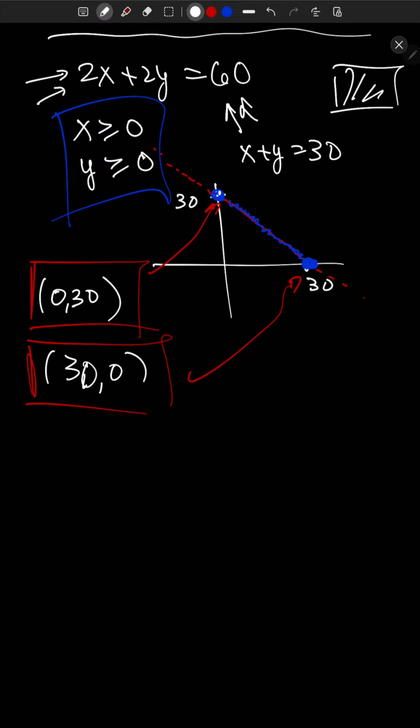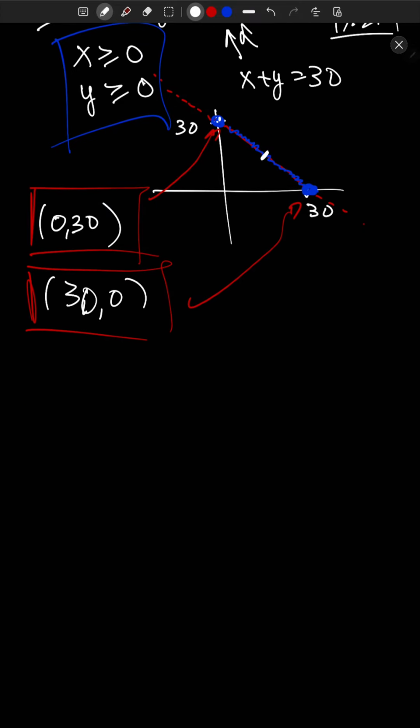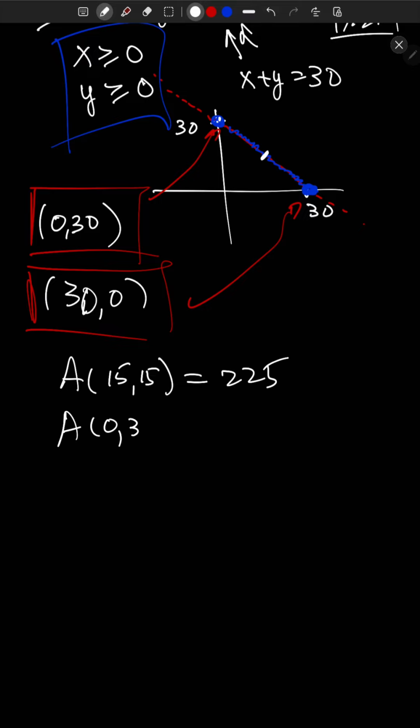So ultimately, what do I have to plug in? I have to plug in 15 comma 15, but I should check, is 15 comma 15 actually in this blue segment? Yes, it is, because it's right there. If it wasn't, we throw it out. In any case, we plug in all the values, and then the biggest is the max, the smallest is the min. So A of 15 comma 15 is 225. A of 0 comma 30, well, this is kind of obvious, but we should go through the motions, is 0. A of 30 comma 0 is equal to 0. So 225 is going to be our max.